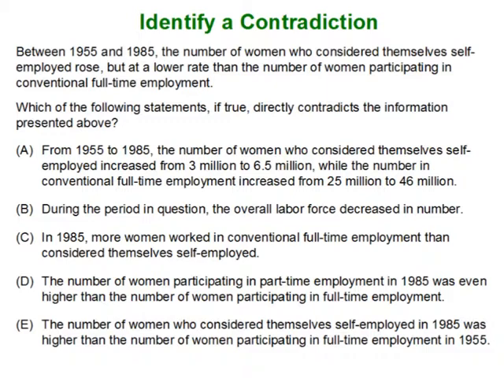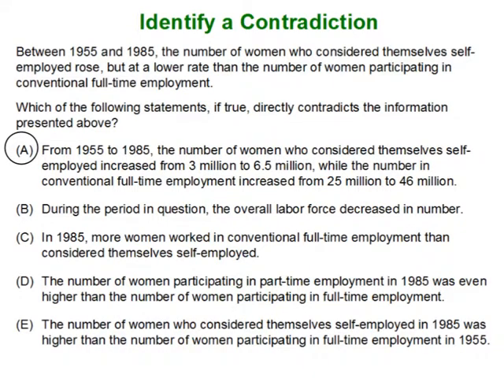We can clearly see that for women considering themselves self-employed, an increase of 3 to 6.5 is over a 100% increase. We have more than doubled the amount of women. And in the second instance, full-time employment, we have not yet doubled. So self-employed has more than doubled. Full-time has not doubled. This directly contradicts the information presented above, because the information presented above said that self-employed increased at a lower rate. This information directly contradicts it.